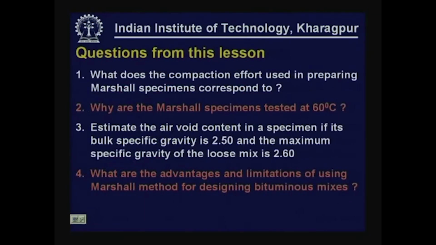Let us take a few questions from this lesson. What does the compaction effort used in preparing Marshall specimens correspond to? Why are the Marshall specimens tested at 60 degrees centigrade? Estimate the air void content in a specimen if its bulk specific gravity is 2.50 and the maximum specific gravity of the loose mix is 2.60. What are the advantages and limitations of using Marshall method for designing bituminous mixes?